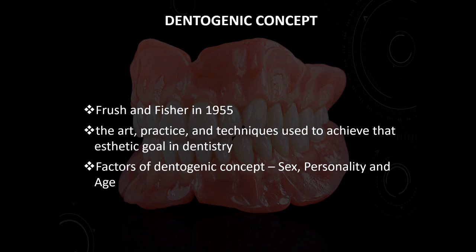Frush and Fisher, it is the gender, personality and age which can be used as guidelines for tooth selection, tooth arrangement and denture characterization, to enhance the natural appearance of the individual. So the factors of the dentogenic concept include sex, personality and age, that is the SPA factors. And the success of the dentogenic concept coincided with great advances in denture materials. And also, the use of these guidelines is only valid if the edentulous patients want their appearance similar to their previous natural teeth.